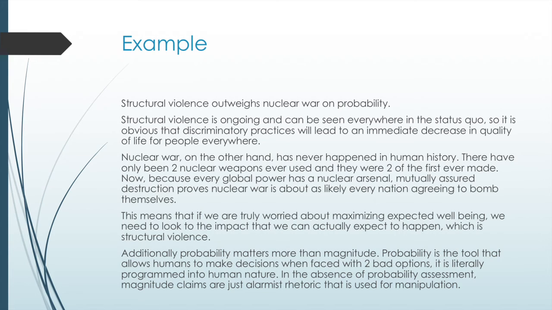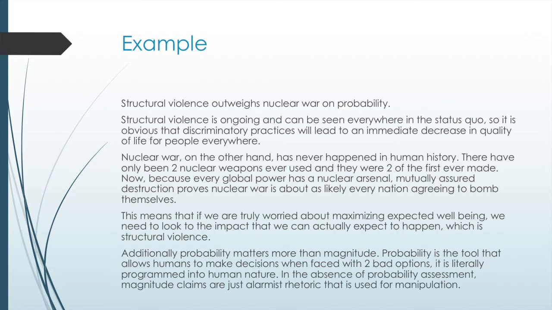We're going to say structural violence is ongoing and can be seen everywhere in the status quo. So it is obvious that discriminatory practices will lead to an immediate decrease in quality of life for people everywhere. So while I didn't say probability directly, I'm very heavily implying probabilistic analysis when I'm saying it is everywhere already in the status quo. It's obvious that an immediate effect will occur, that it's really plain to see that this is something that is definitely going to happen. This could probably be improved by making a direct claim on probability, but it is clear that that is the type of analysis I'm doing.